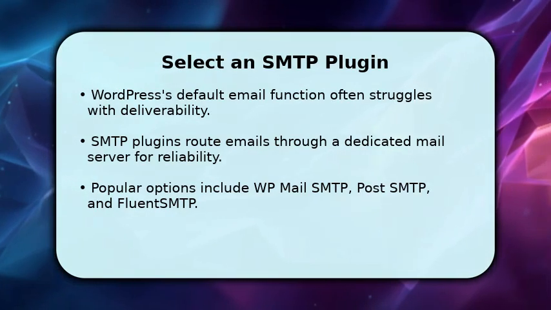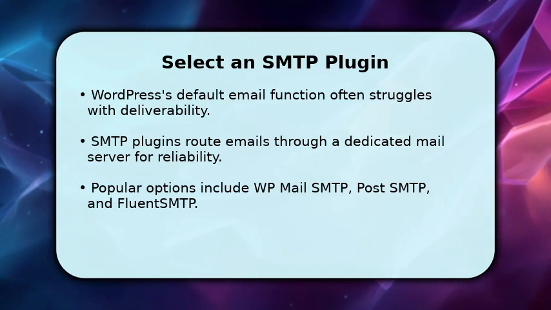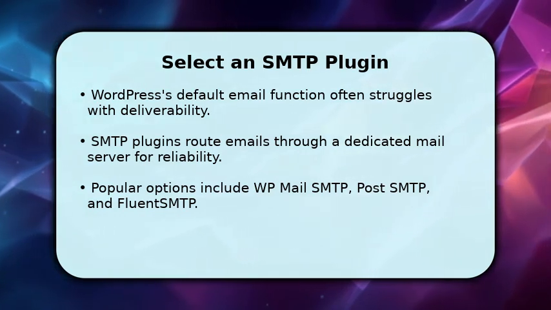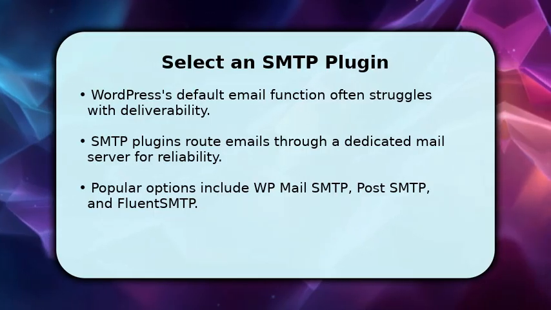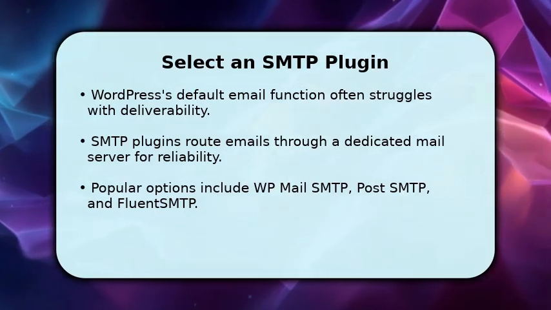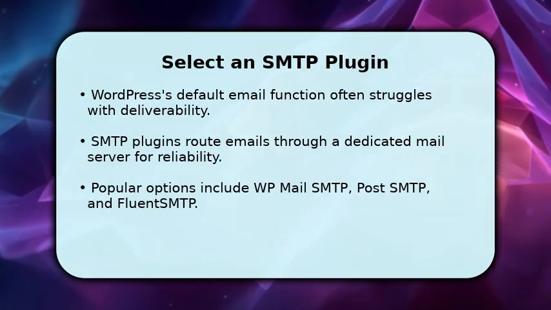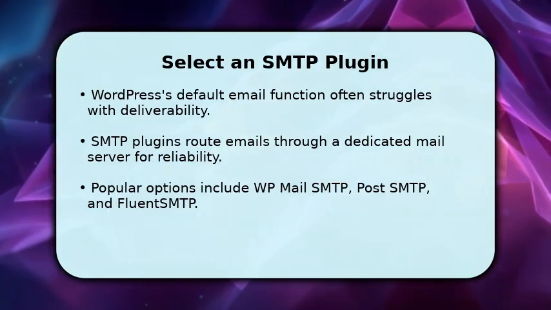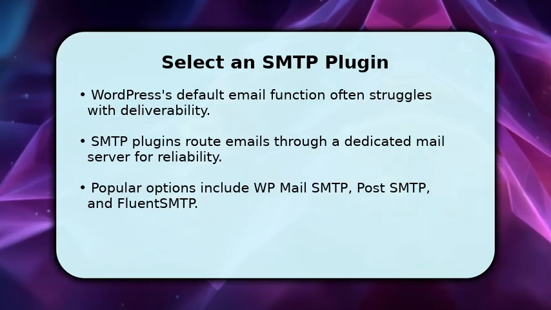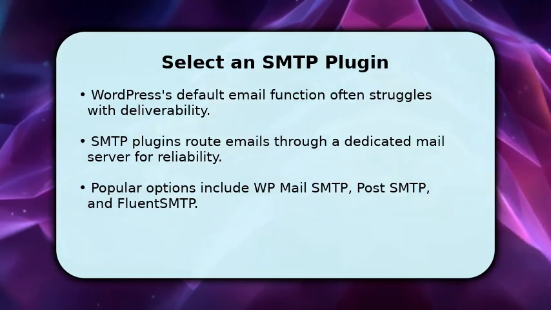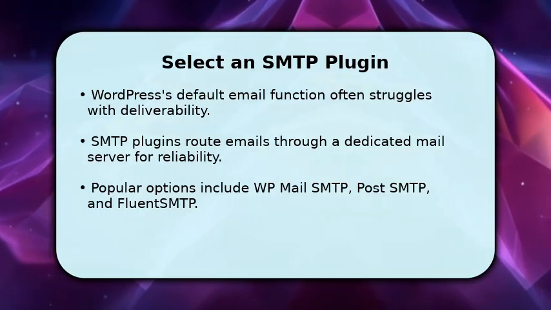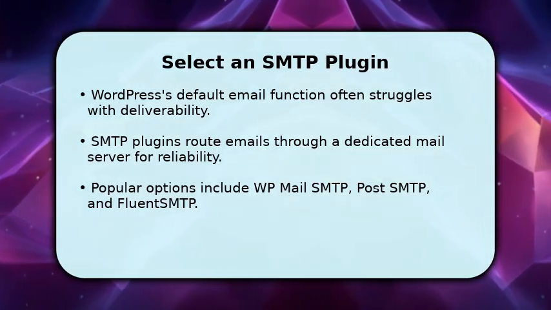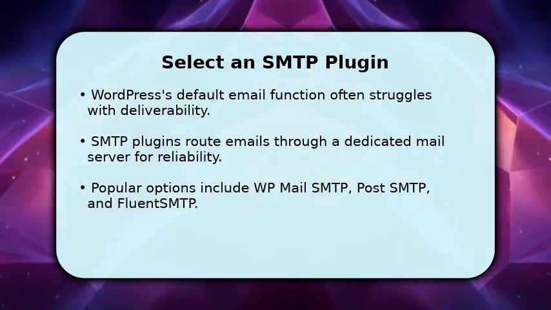WordPress, by default, uses the PHP mail function, which often leads to emails landing in spam or not being sent at all. An SMTP plugin solves this by connecting your site to a dedicated mail server, ensuring much higher deliverability rates. Popular choices include WP Mail SMTP, Post SMTP Mailer, and Fluent SMTP. Each offers unique features, so select one that best fits your specific requirements and budget.